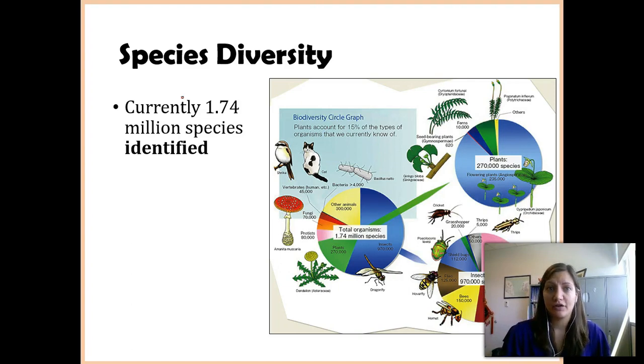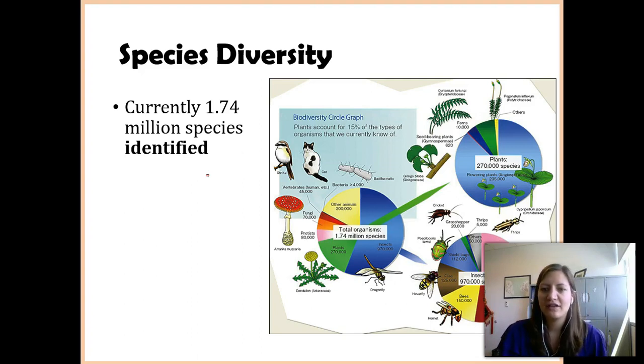So on Earth, we have about 1.74 million species identified. So we could name 1.74 million species. I shouldn't say name. Not all of them have names yet. But that's a lot of species. There are scientists who study all of these. And that could be you one day. One day you could be the person who discovers the 1,740,001 species.